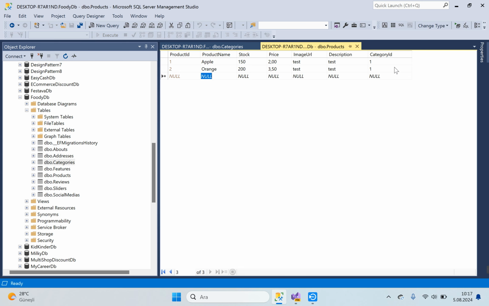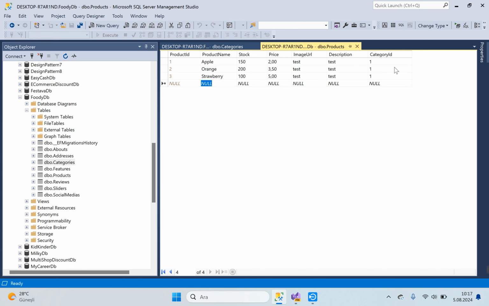Okay, good. And the third product is strawberry. Stock is 100. Price €5. Image URL test, description test, category ID 1. Good.